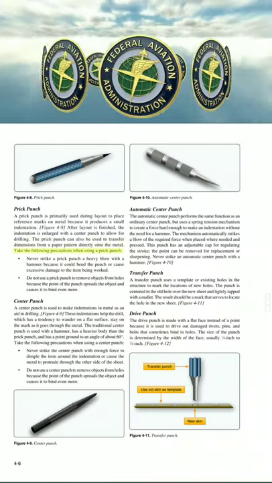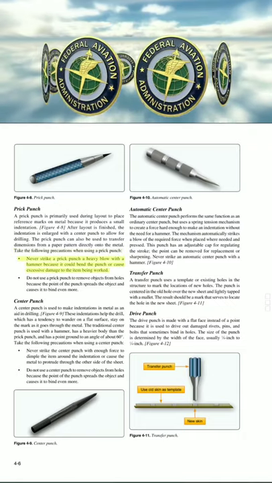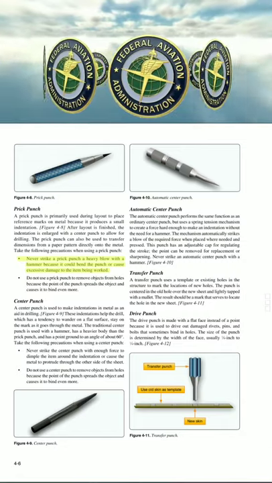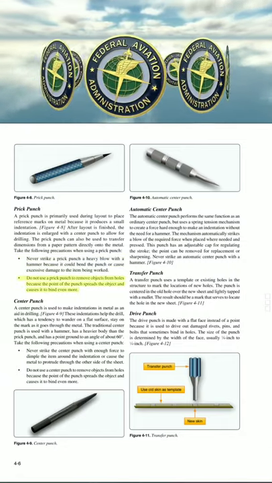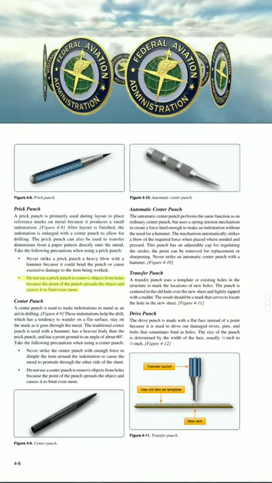Take the following precautions when using a brick punch. Never strike a brick punch a heavy blow with a hammer because it could bend the punch or cause excessive damage to the item being worked. Do not use a brick punch to remove objects from holes, because the point of the punch spreads the object and causes it to bind even more.